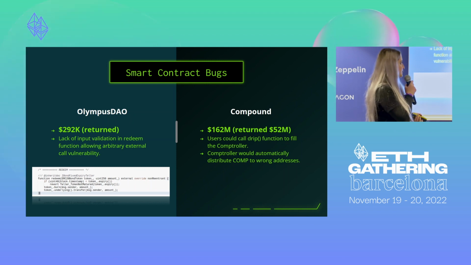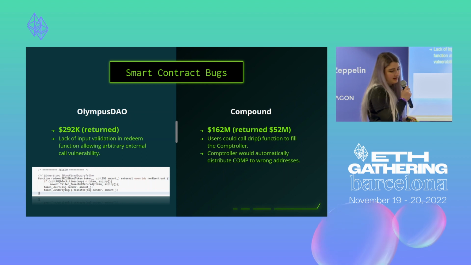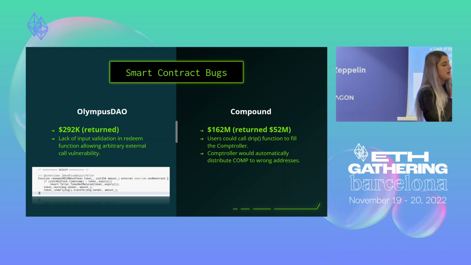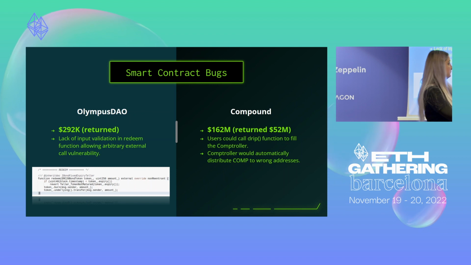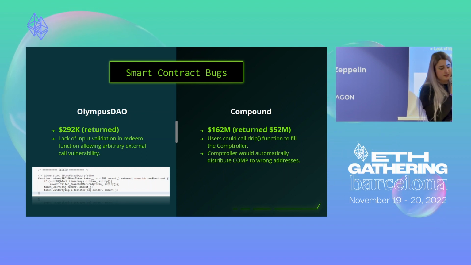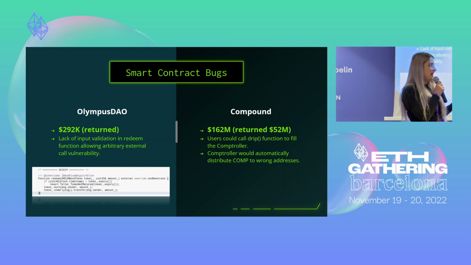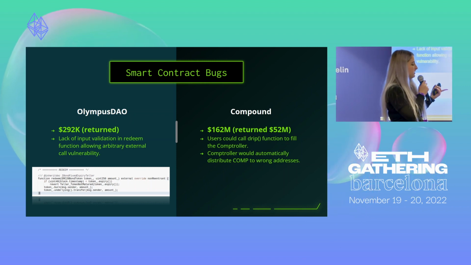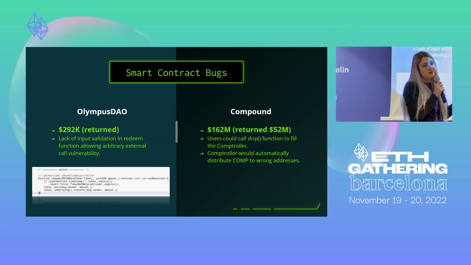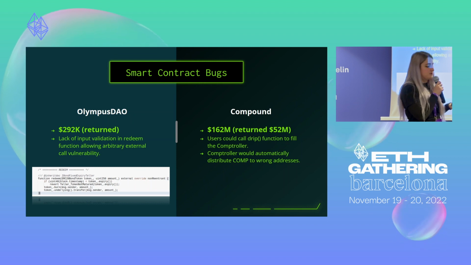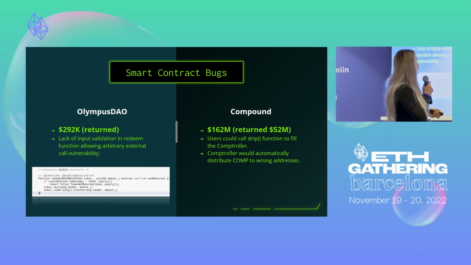And Compound, this one was a really big one. It was a loss of 162 million, of which 52 million was returned. And it was described as the biggest DeFi secret at the time. In order to fix a bug, they created a function that allows anyone to call and fill the controller contract. So this contract will actually send COMP tokens to random addresses, and some of them returned the COMP tokens, some of them didn't.